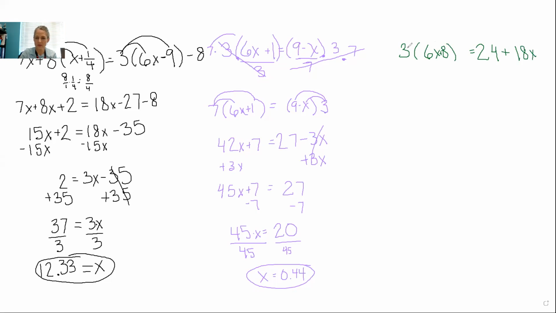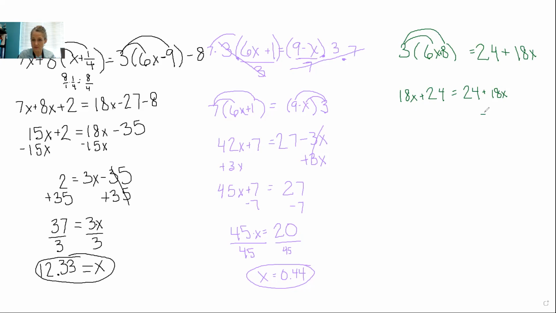Okay, so let's look at this. There aren't any like terms inside these parentheses. So my first step is going to be to just get rid of these parentheses. So I have 3 times 6x plus 3 times plus 8. So 3 times 6x is 18x. 3 times plus 8 is plus 24. Equals 24 plus 18x.